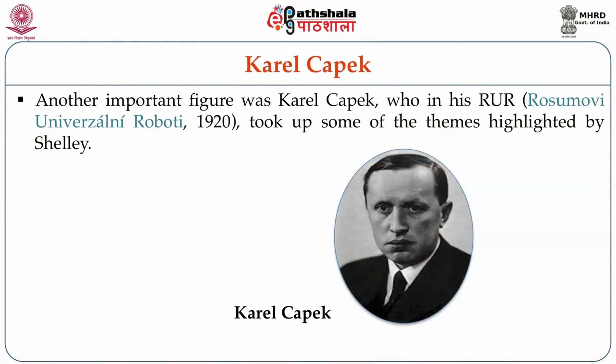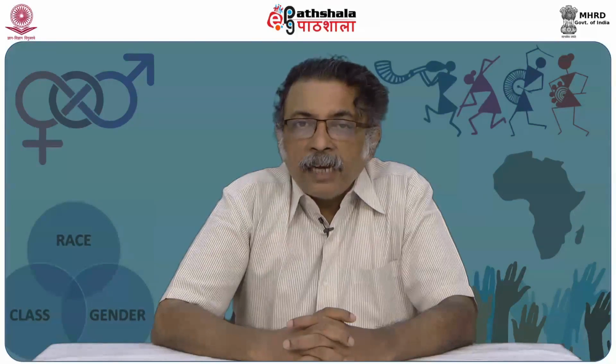A second important figure was Karel Čapek, whose text was originally written in Czech, but which profoundly influenced English language science fiction writing subsequently. While he wrote at least two important texts, it is the RUR, which stands for Rossumovi Univerzální Roboti, or Rossum's Universal Robots, which took up some of the themes highlighted by Shelley. Čapek described the robots as organic beings who could be mistaken for humans.